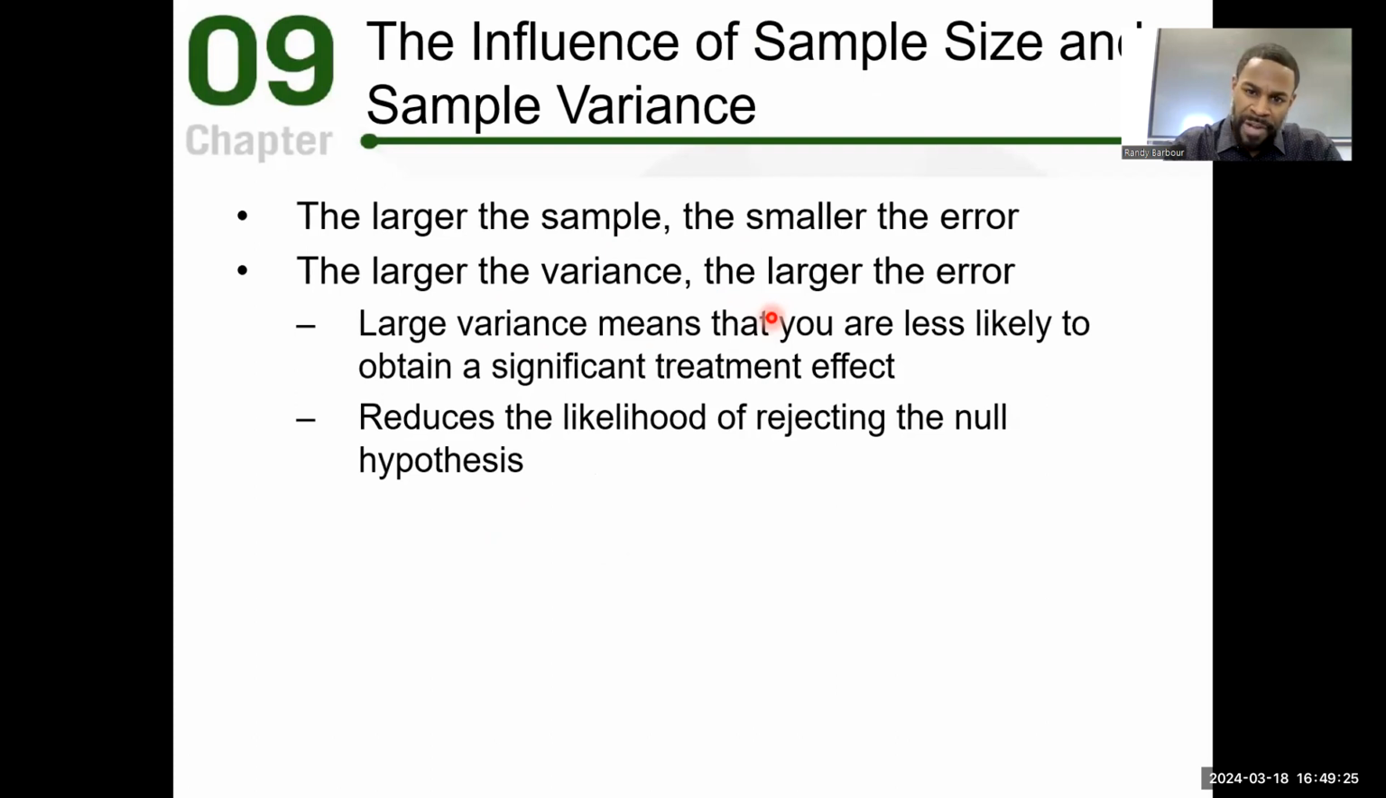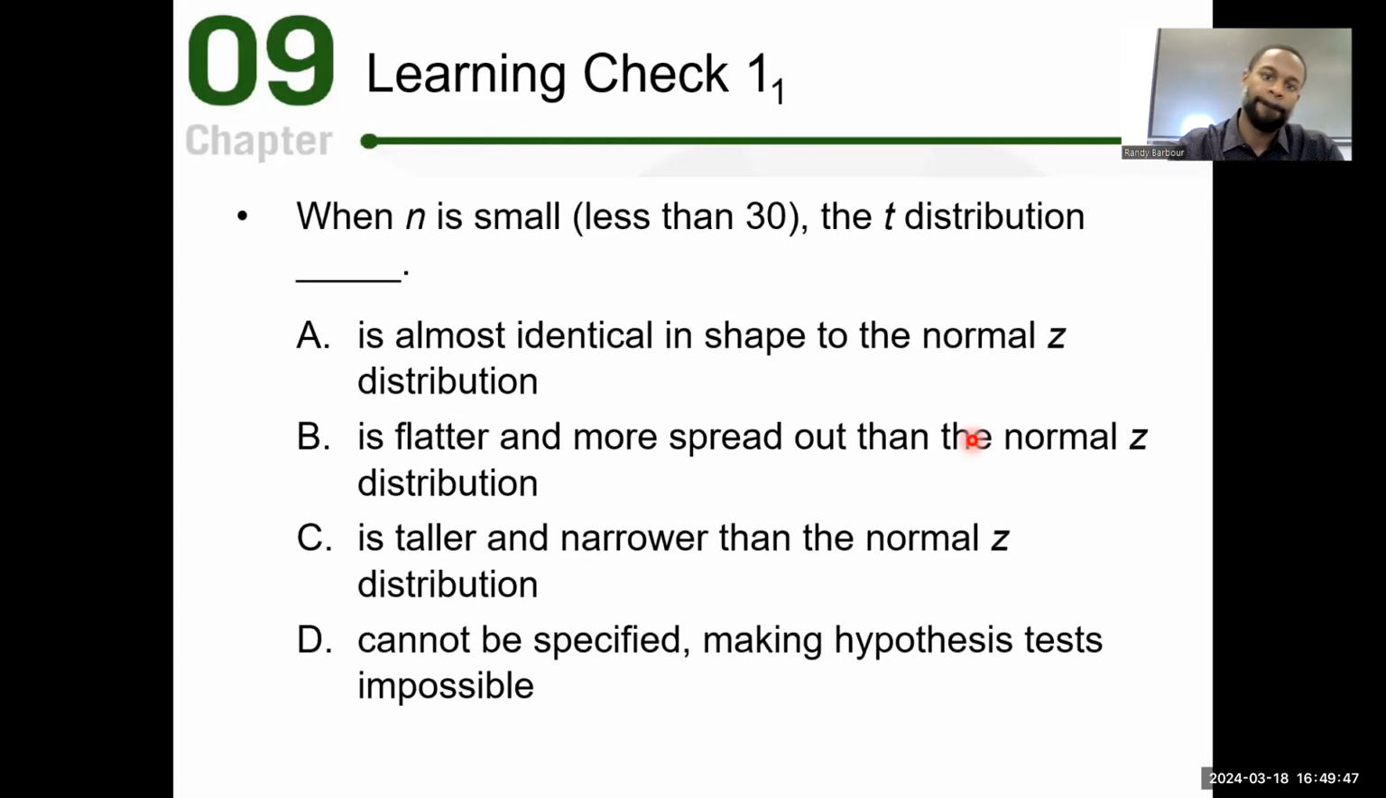The larger your variance, the larger the error. And so if you have a large variance, then the likelihood that you're going to reject the null hypothesis reduces. You reduce the likelihood of rejecting the null hypothesis when you have a very large variance. But when you have a larger sample, you will have a smaller error, which then increases the likelihood of rejecting the null hypothesis, okay?